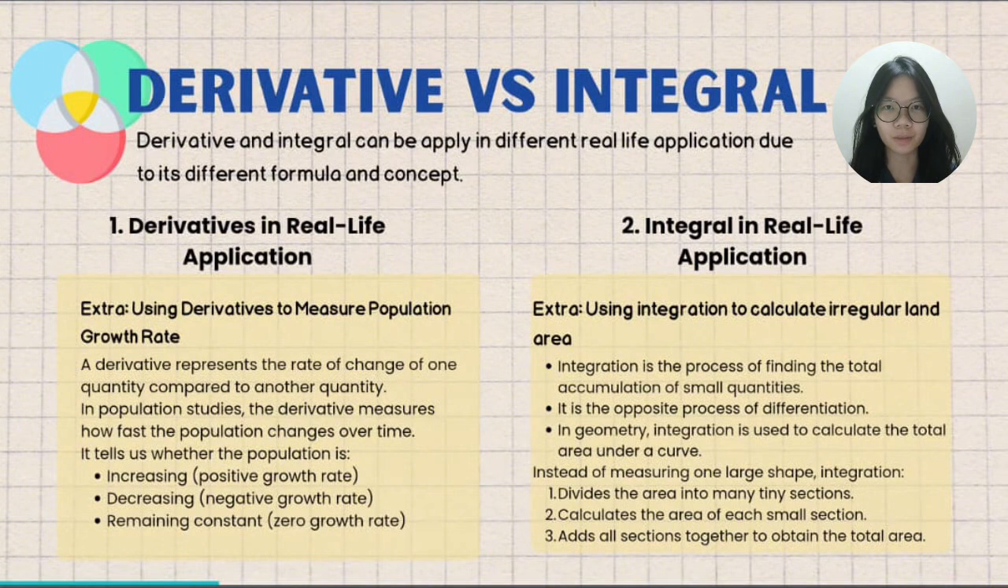Other than that, in geometry, integration is commonly used to calculate the total area under a curve. This is especially useful when the shape is irregular and cannot be measured easily using a simple formula, such as length multiplied by width. The idea behind integration is to divide a large area into many smaller sections. The area of each smaller section is calculated, and then all these small areas are added together to obtain the total area. Therefore, integration allows us to measure complex areas accurately by combining many small parts into one complete measurement.